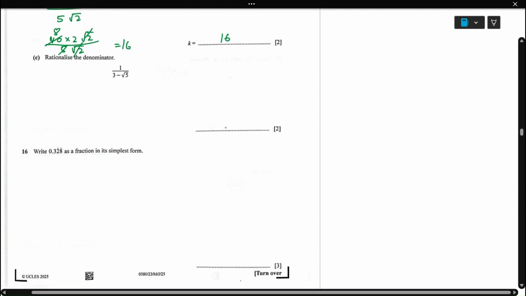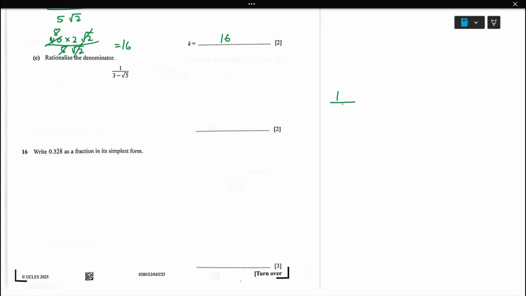Next, rationalize the denominator. To rationalize, we have to take the opposite sign. We need to multiply numerator and denominator by 3 minus root 5 into the opposite sign, which is 3 plus root 5 over 3 plus root 5. So when we multiply one time, the same stuff, we get root 5 over, this is 3 minus root 5 and 3 plus root 5.